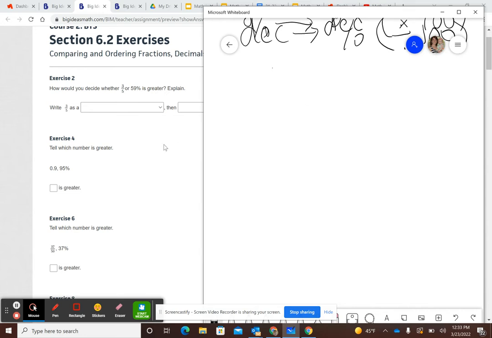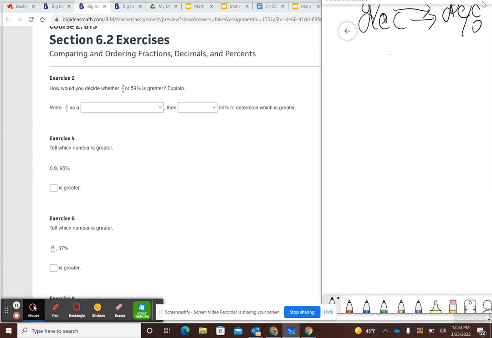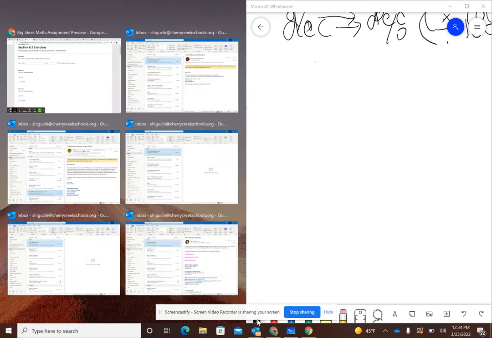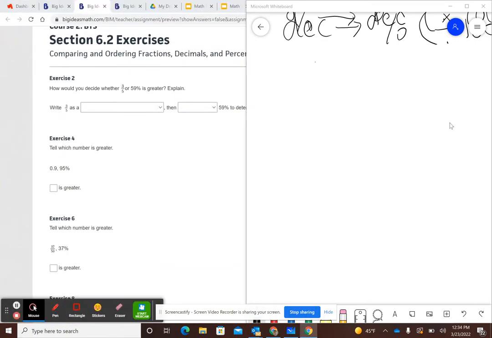The first question says, how would you decide whether 3/5 or 59% is greater? So one of those is a fraction and one of those is a percentage. So what I would do is I would either convert the fraction to be a percentage or I would convert the percentage to be a fraction. It doesn't really matter what you decide, but you need to have them in the same format if they're not already, okay? So let's talk about fractions because we haven't reviewed fractions yet.